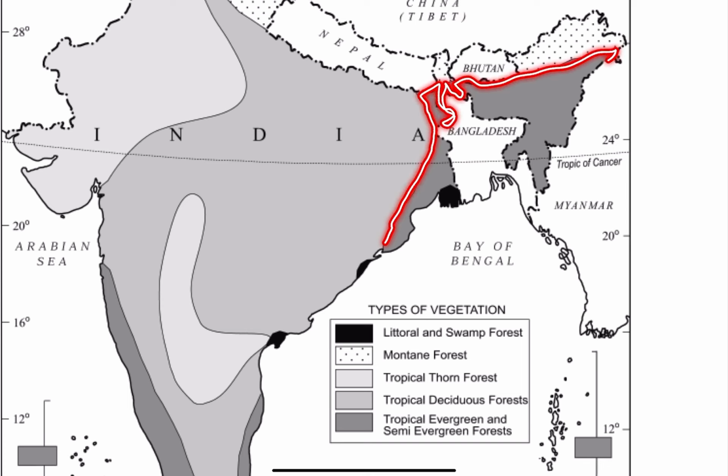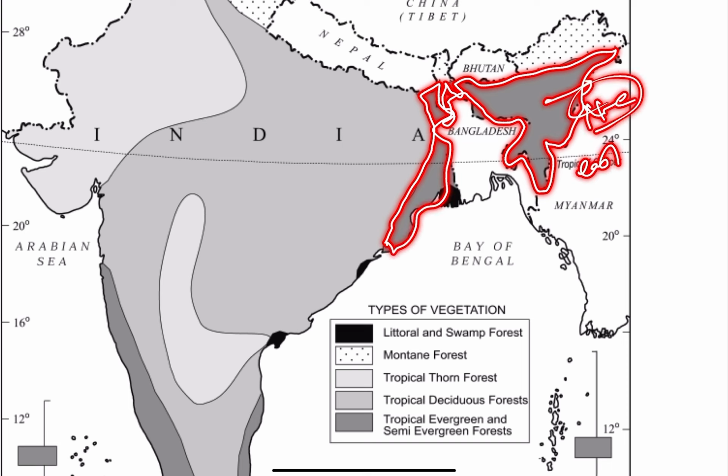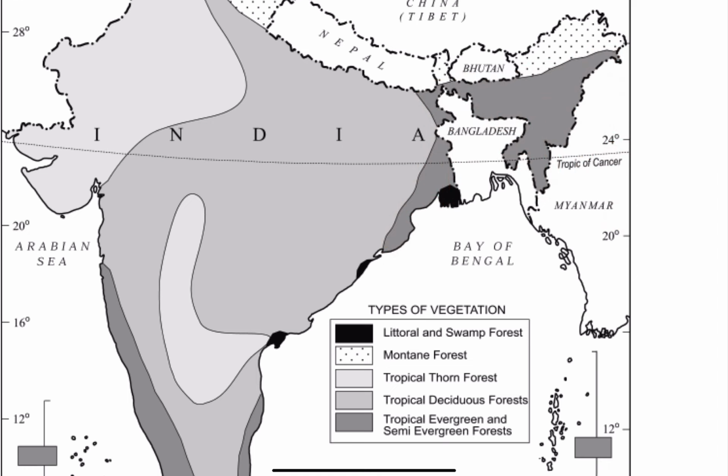This entire location is the part where you'll find the evergreen forest, and this is the northeastern part, or you can say the eastern Himalaya. Here you will find the tropical evergreen forest. Why am I marking this? In this, it's not explicitly mentioned that this is just the tropical evergreen. It includes the semi-evergreen also.